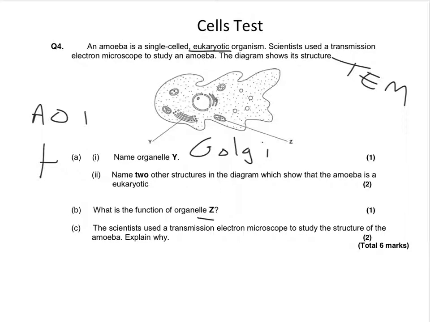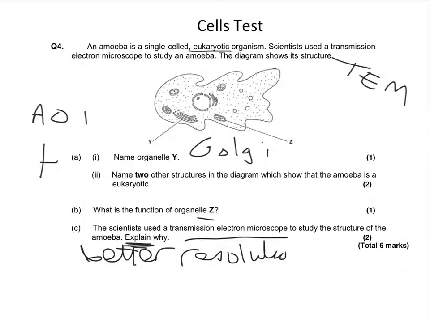On to 4C now. They mention the transmission electron microscope to study the structure of the amoeba. It says explain why. So it doesn't want a description of the TEM, but it does want you to say why are they able to study the structure? And it's mainly about there being a better resolution of the image. And why is there a better resolution? It's due to the shorter wavelength of electrons.